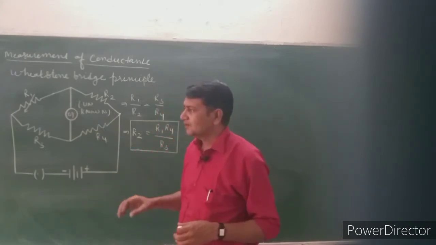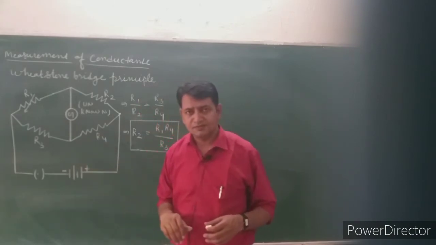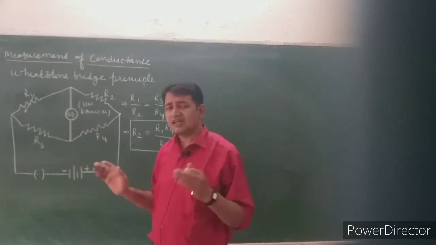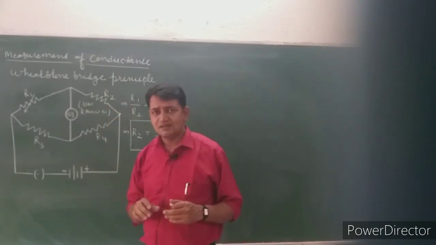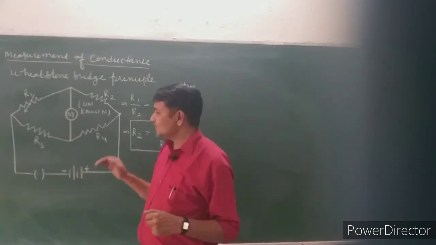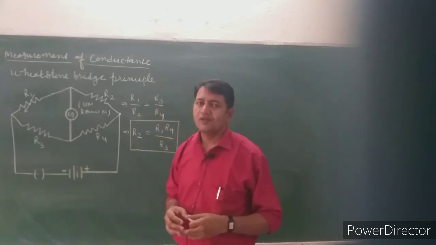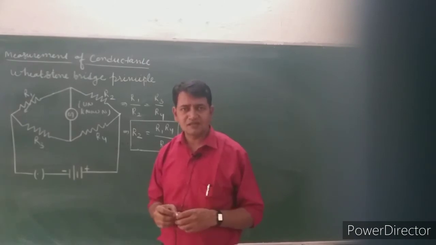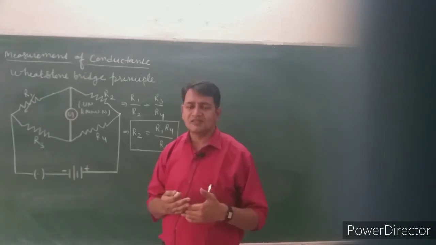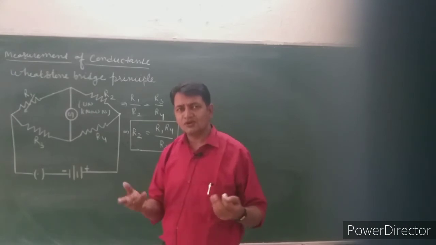Second, we can't use direct current here. Why can't we use direct current? If you use direct current for the measurement of conductance, the cell which we are going to construct from the electrolytic solution will behave like an electrolytic cell, meaning its chemical substances start to decompose, and when decomposition occurs, the cell will not work.